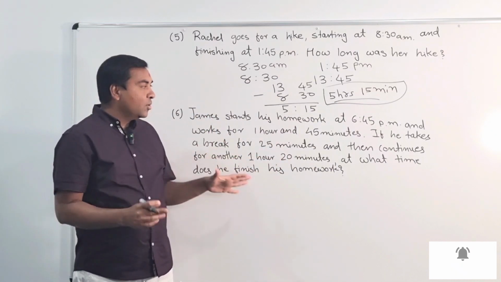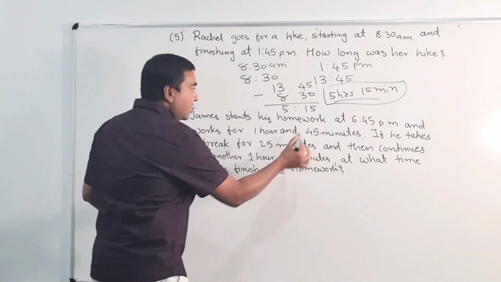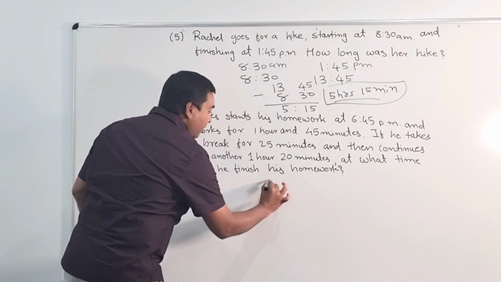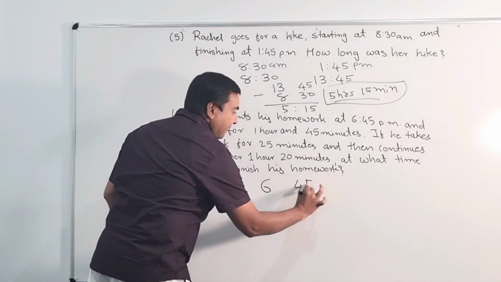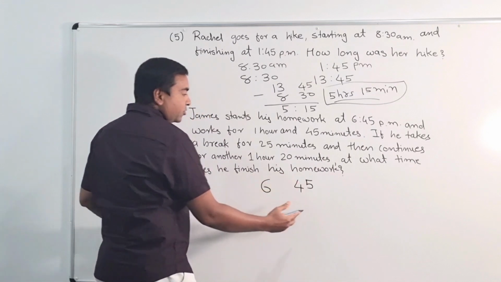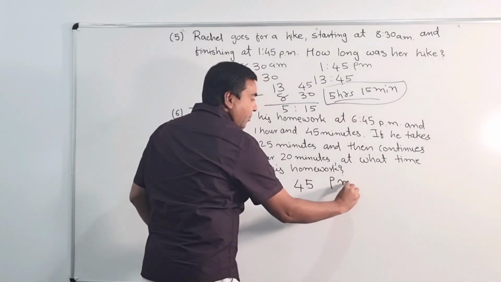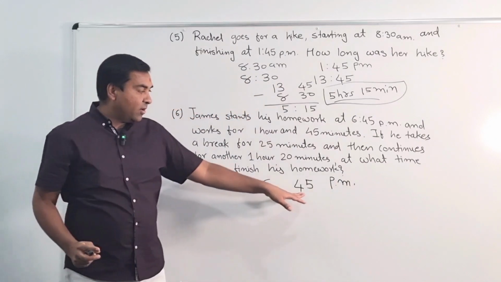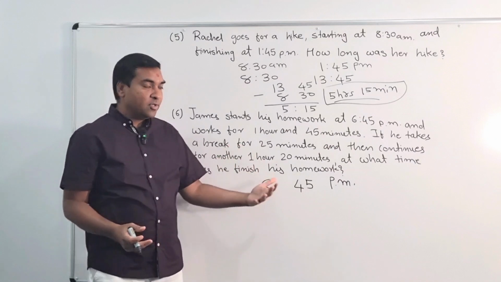So basically what we're going to do is add up all the time, yeah? So the starting time is 6:45 p.m. So I'll write 6 hours and 45 minutes. Yeah, it's PM, so I'll write PM here so that we don't forget that. Now whatever is happening, I've got to keep on adding the time. So that's what I'll be doing.